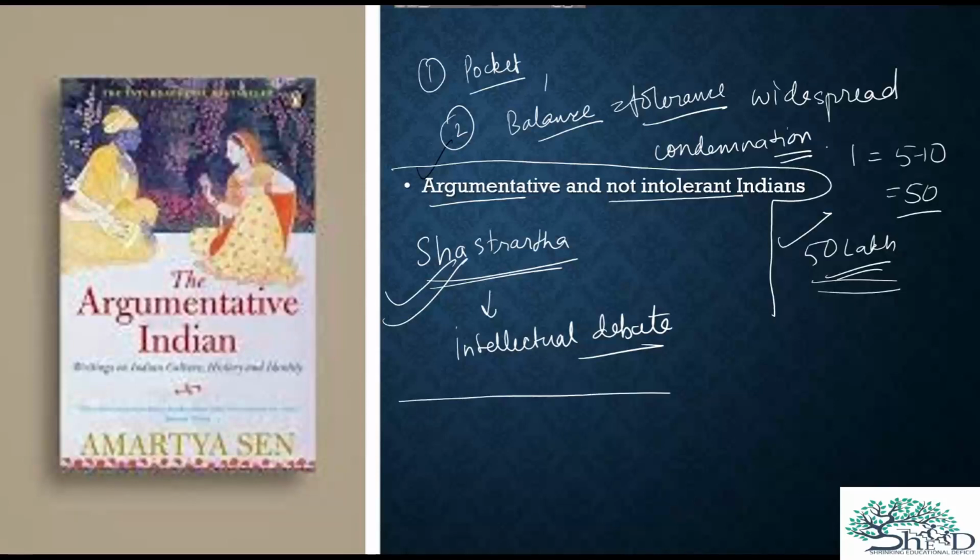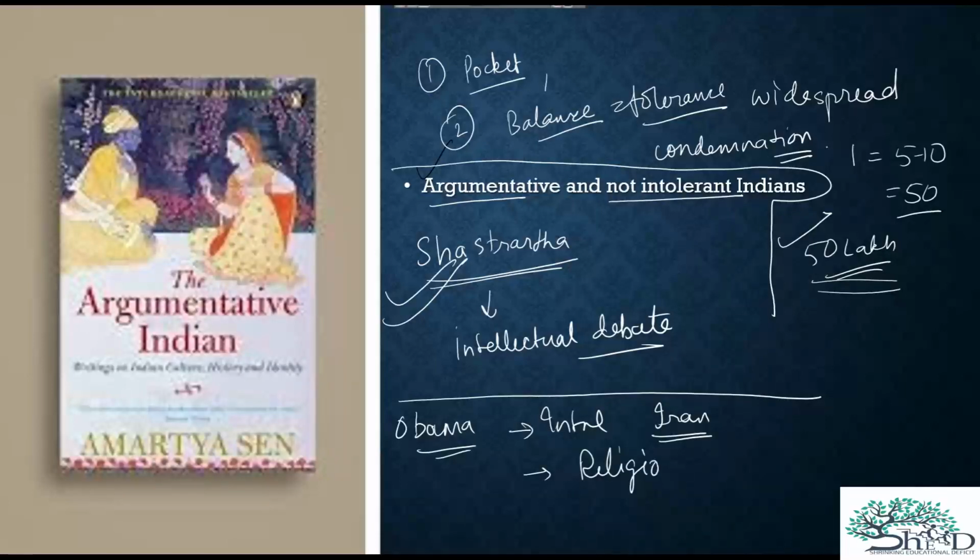Another example can be Obama. He was quite tolerant in his international policies, especially towards Iran and all. And he was also tolerant of religious diversity.